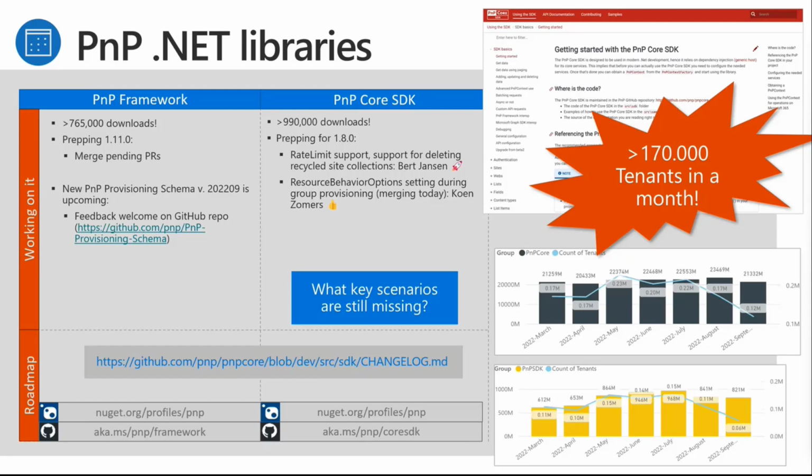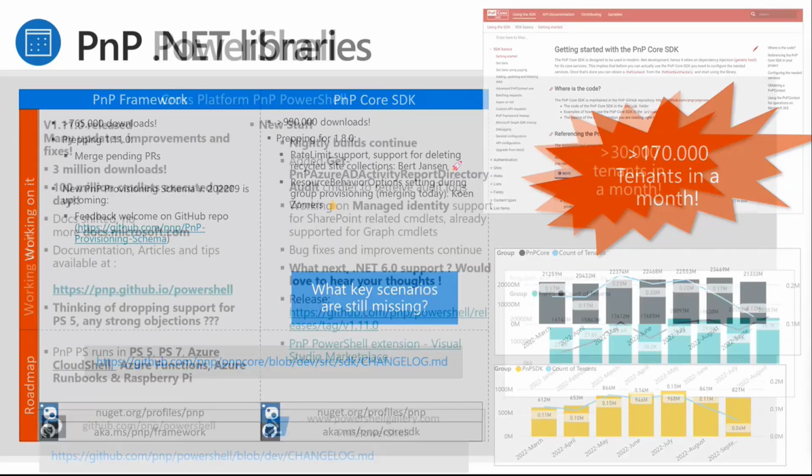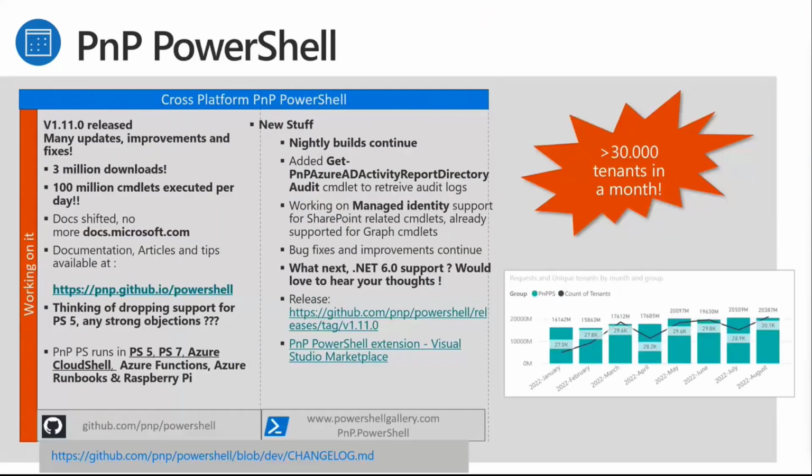I have to say, 170,000 tenants in a month is just, wow, that's a lot of tenants. And that's a lot of customers using that component set. But 30,000 tenants in PnP PowerShell as well, which is really, really cool. So what's new in there, Gautam?